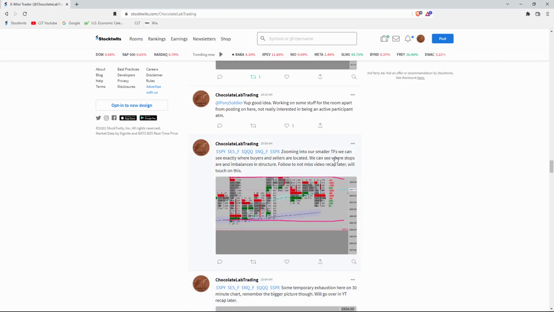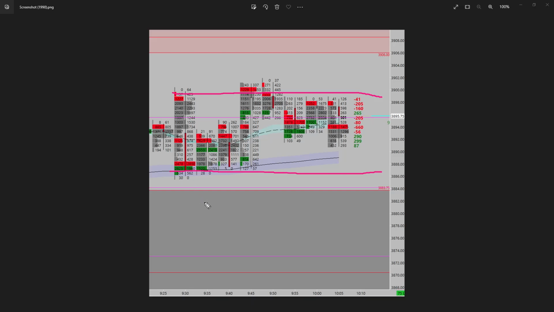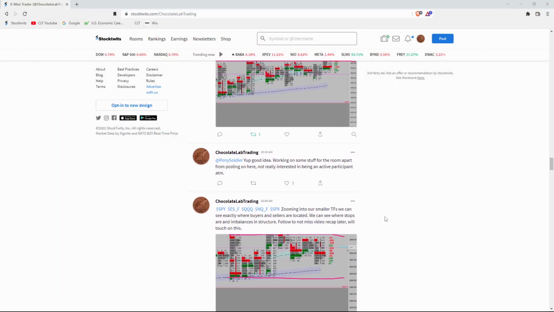Alright, zooming into our smaller time frames, we could see exactly where buyers and sellers are located. We could see where stops and imbalances are in structure. Alright guys, so this is a 5-minute chart. We could see the first 30 minutes session. We see buyers are active here, sellers are active here. Where are stops? Below the lows. Where are stops? Above the highs. When you're shorting, you're putting stops either above highs or above high of day, whatever it may be. So we know there's stops likely to be there. That's where we want to enter, where other people are being stopped out.